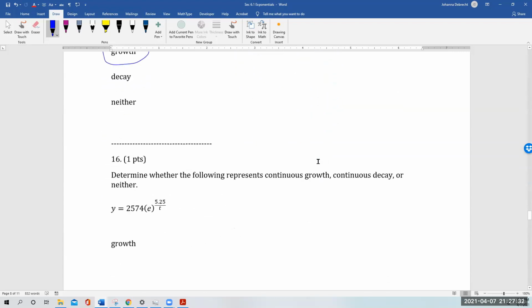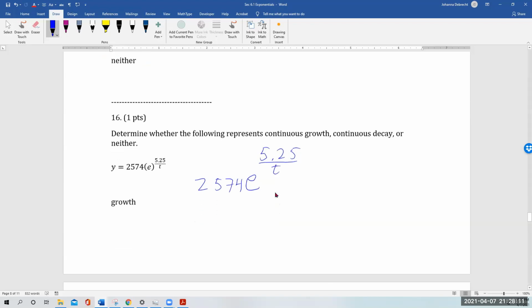Let's look at the next problem. In this problem, we have 2,574 times E raised to a power. The power, however, is 5.25 divided by t. It looks a little misleading, so let's write it a little bit larger so that you can see what it would look like. In a better font type, you could see that the entire power is above the E. The denominator of the power is the variable. That means it is not continuous growth or continuous decay. In this case, it's neither.